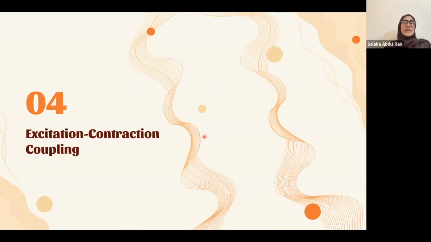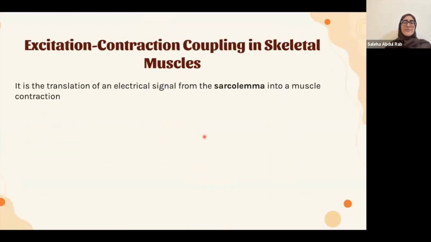This is the part where I feel like it really is just common sense, and it gives you a nice perspective of what cardiac muscle is like versus what skeletal muscle is like, because here is where the real difference comes in. Okay. So first, what is excitation-contraction coupling? It is the translation of an electrical signal from the sarcolemma into a muscle contraction.